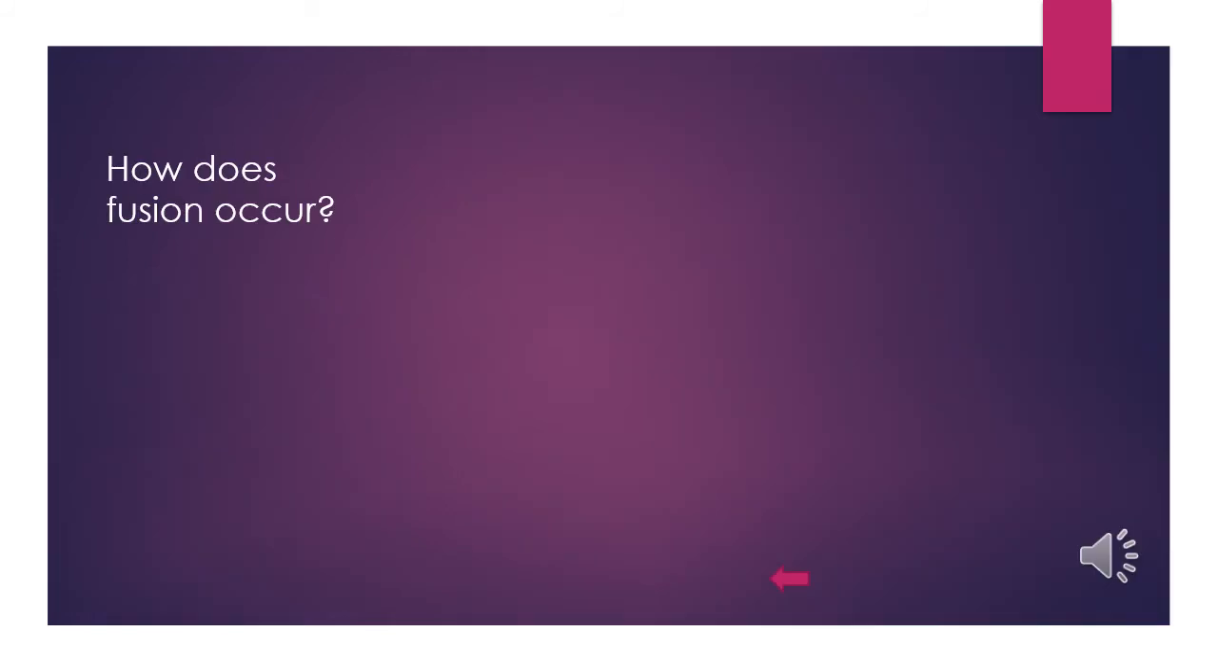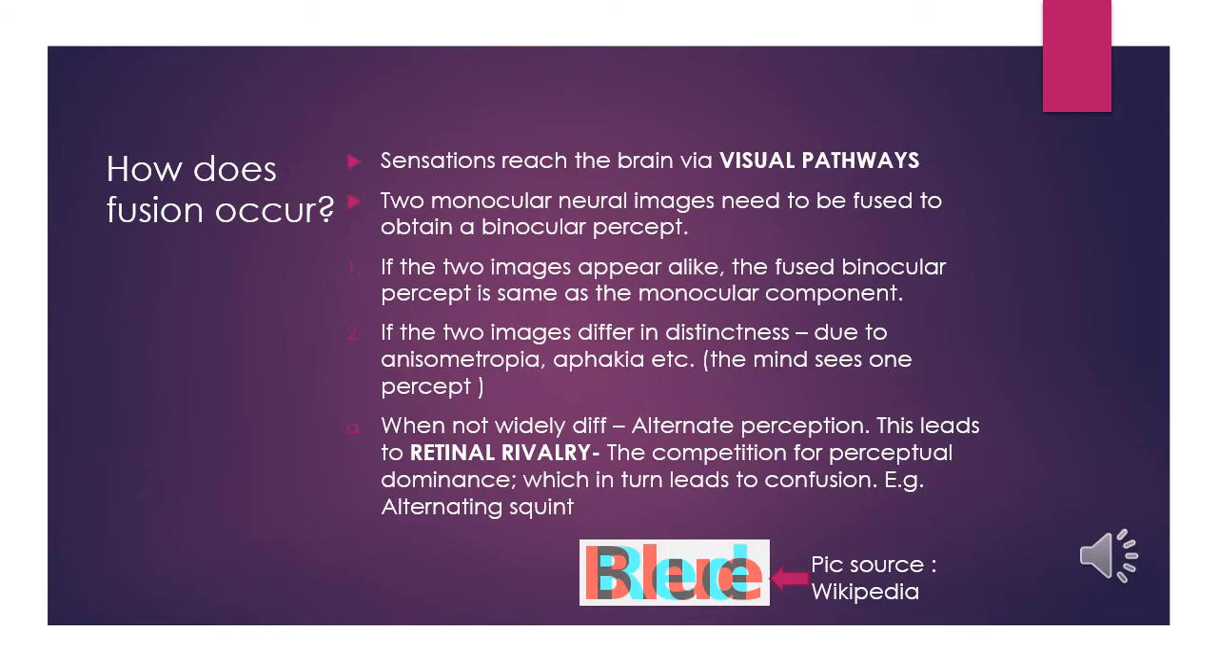So how does fusion occur? Sensations reach the brain via visual pathways. So now the brain receives 2 monocular neural images. To interpret it as a single object, it needs to fuse the 2 percepts. If the 2 images are alike, then the fused binocular percept would be the same as the monocular component. So that's not difficult if the 2 images are alike.